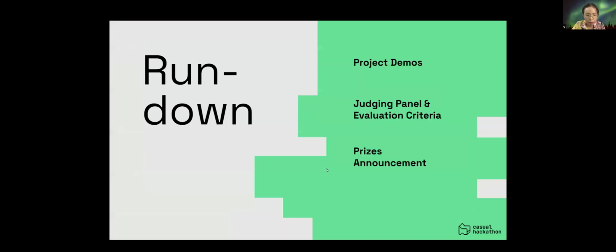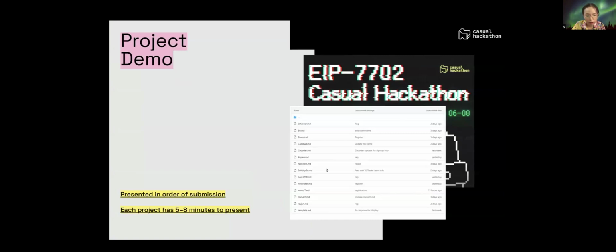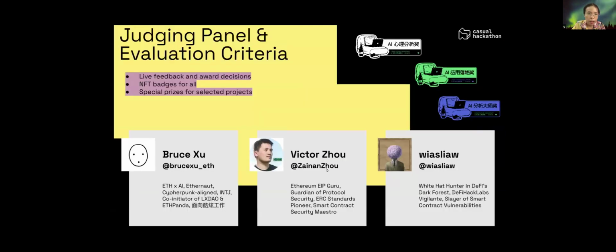And now let me explain today's demo day structure. There are three main parts. The first one is project presentation. Projects will present in order of submission. Each team has 5 to 8 minutes to demo their work. And about the judging session, judges are listed on the slide. You can see Bruce Chu, Victor Zhou, and Wiles there. Each project will receive live feedback.